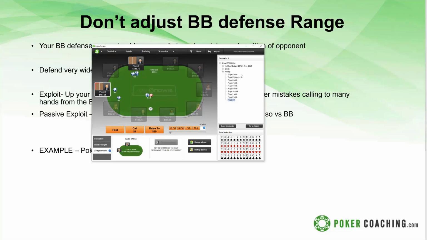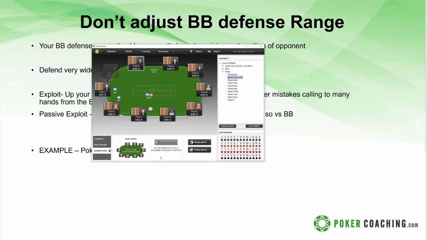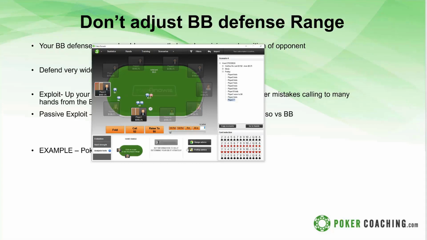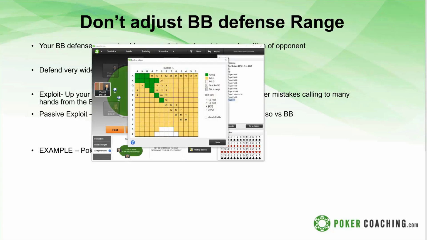Now I want to show you against the same 2 sizes as a button open. So I'm going to do this. Now we're going to have this player fold. We're going to go to the button, and we're going to raise the button to $4. And small blind folds, and this is the advice for the min raise. It's defending pretty much any 2 cards against the min raise.